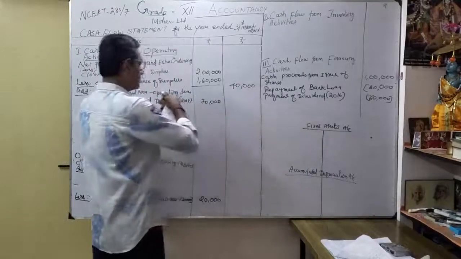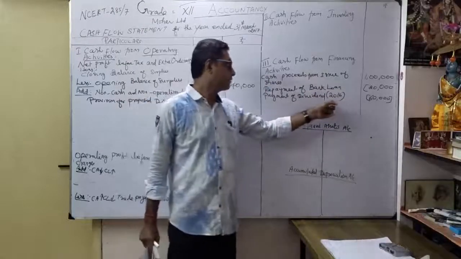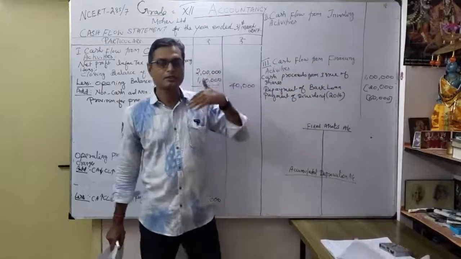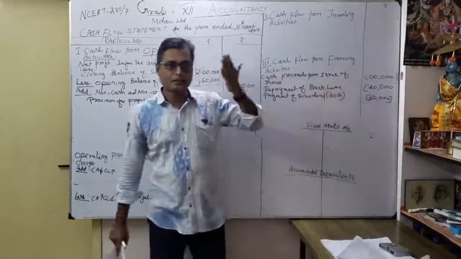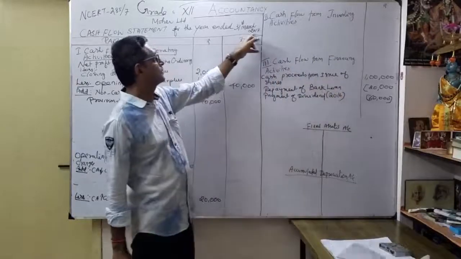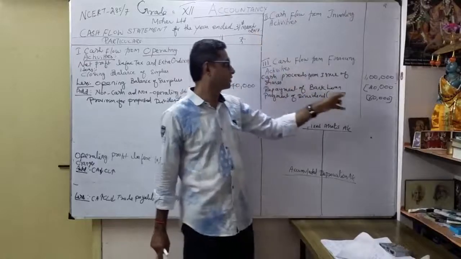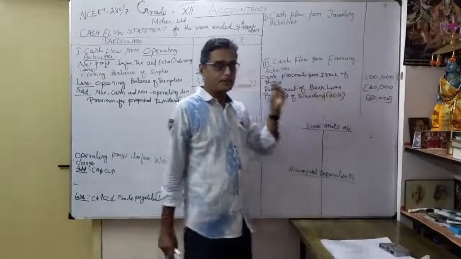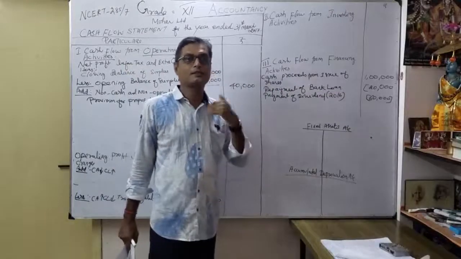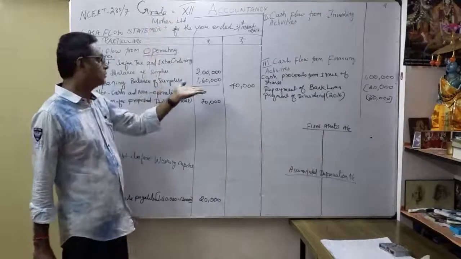Very simple. There are two dividends they have given. The 2016 dividend is shown as payment of dividend under financing activities, because last year's dividend we are going to pay in the current year. That's why it's a payment of dividend, 60,000 within the bracket. For the current year dividend, that is the provision for the current year dividend, we are going to pay next year. That's why I am going to add it again to my profit, to show the current profit.